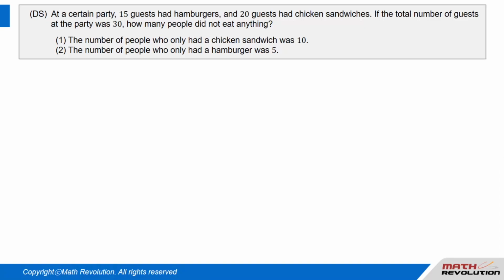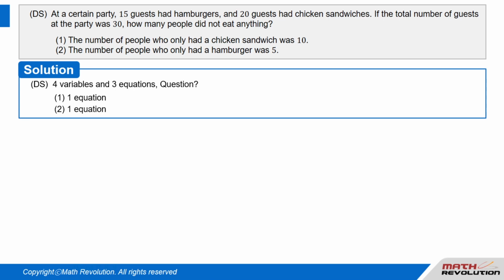Question. DS. At a certain party, 15 guests had hamburgers, and 20 guests had chicken sandwiches. If the total number of guests at the party was 30, how many people did not eat anything? Condition 1. The number of people who only had a chicken sandwich was 10. Condition 2. The number of people who only had a hamburger was 5.